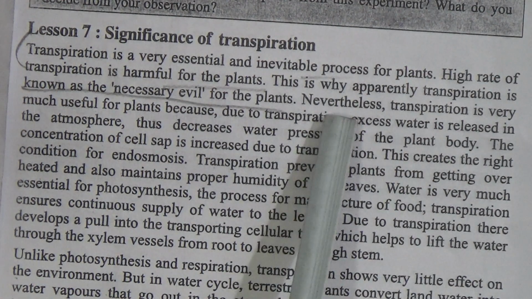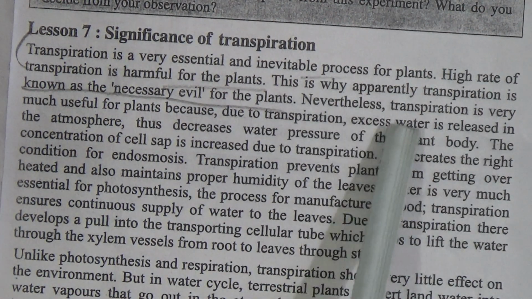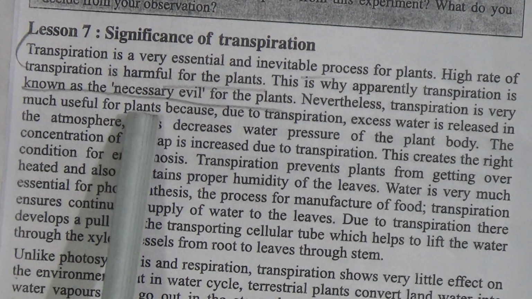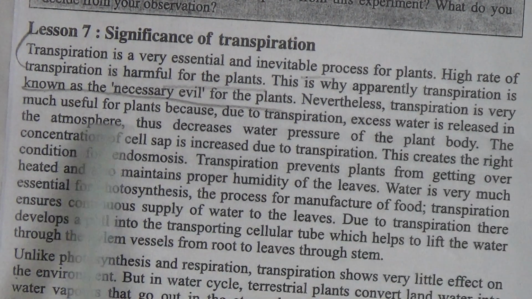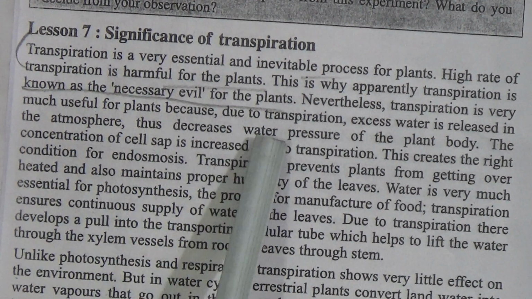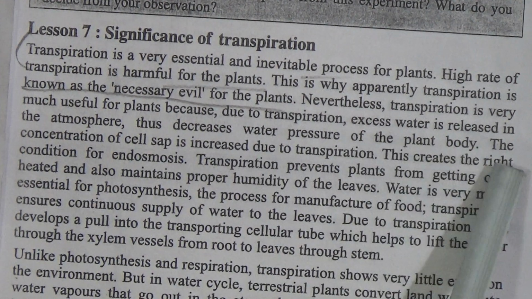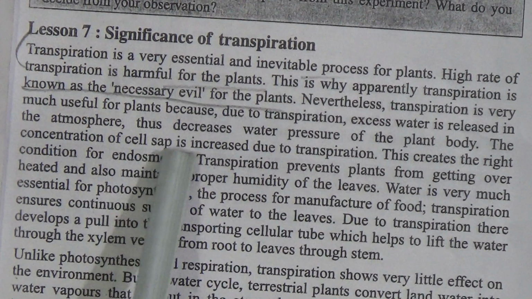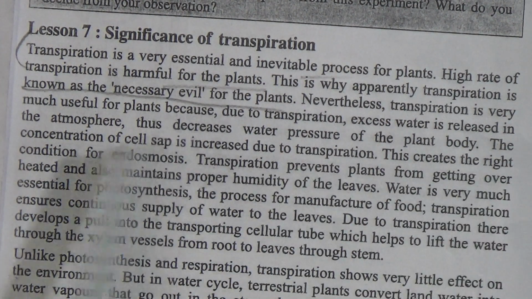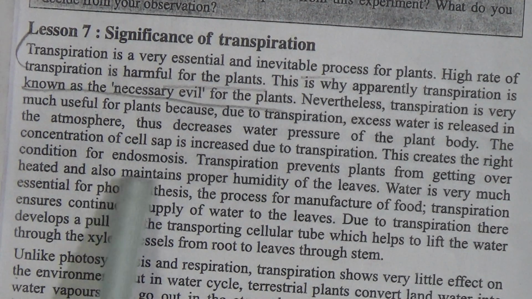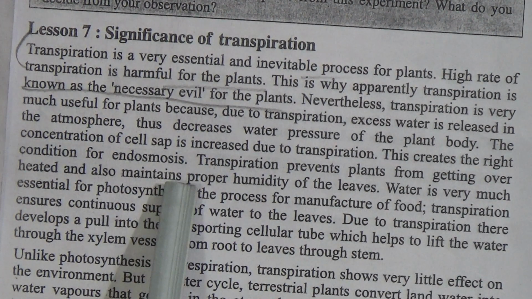Okay, now nevertheless transpiration is very much useful for the plants, because due to transpiration excess water is released into the atmosphere, thus decreasing the water pressure of the plant body. Thus the concentration of cell sap is increased due to transpiration. This creates the right condition for endosmosis.